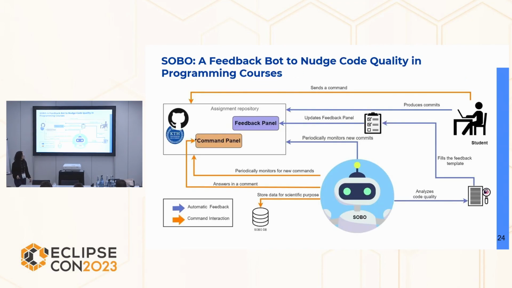The workflow of SOBO is that a student is working on a GitHub repository, and SOBO constantly looks at that repository. The first functionality, the main one, is automatic feedback. The students produce commits, and SOBO keeps looking at these commits. It analyzes them through a static analysis tool, in this case SonarSource, then fills some templates that we have prepared, and then updates the delivery channel that we decide.